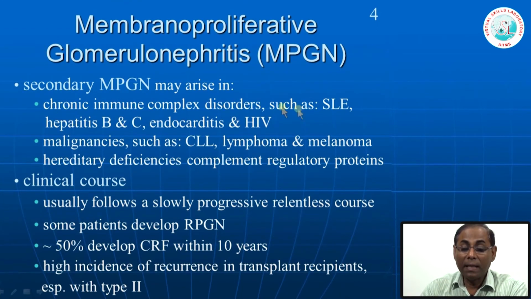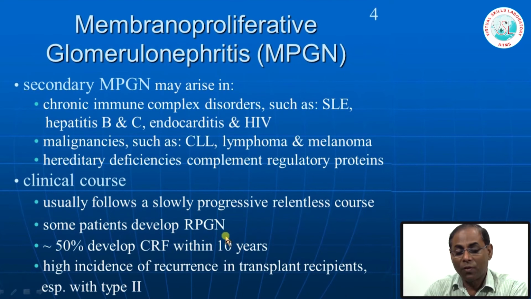Now, the secondary MPGN can arise from chronic immune complex disorders like systemic lupus erythematosus, chronic infections like hepatitis B, hepatitis C, and endocarditis, and even in HIV. Malignancies such as chronic lymphatic leukemia, lymphoma, and melanoma can give rise to an MPGN-like picture. Even hereditary deficiency of complement regulatory proteins, associated with complement pathway abnormality, can give rise to MPGN.